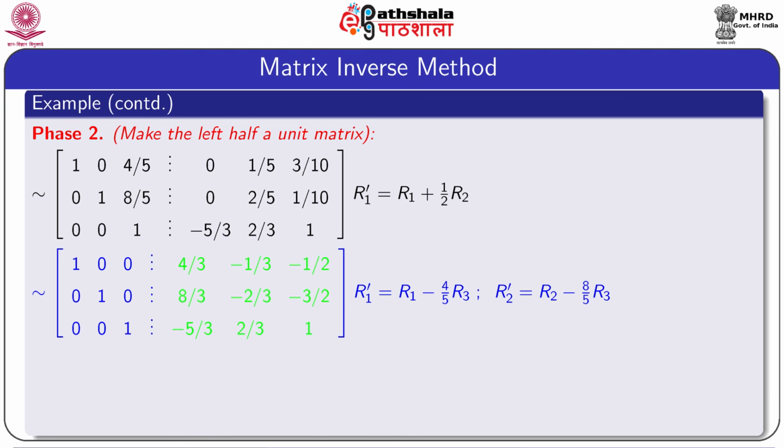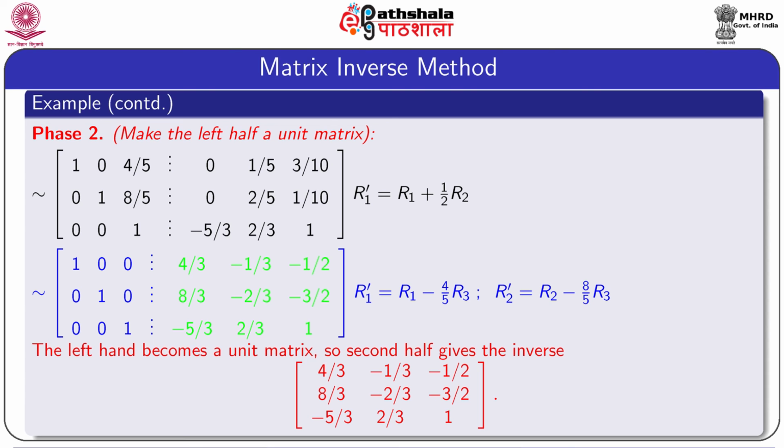And to make the elements at positions 3 1 and 3 2 zero, we apply the elementary row operations R1 prime equal to R1 minus 4 by 5 R3, and for the second row R2 prime equal to R2 minus 8 by 5 R3. So, after this elementary row operation, the augmented matrix is finally reduced to this form. Note that the first half becomes a unit matrix and the second half is correspondingly changed as per the row operations, and according to the Gauss-Jordan method, the second part is the inverse of the given matrix.